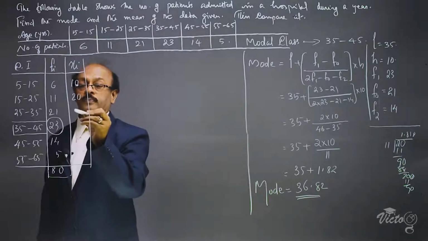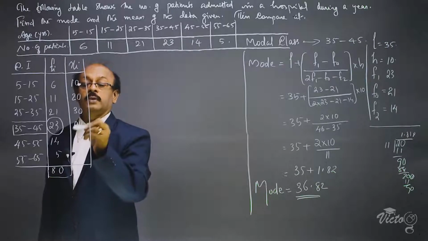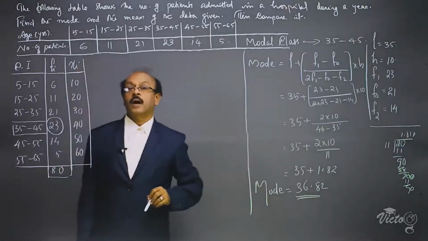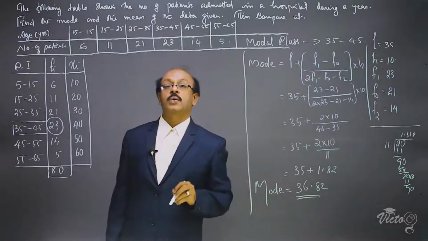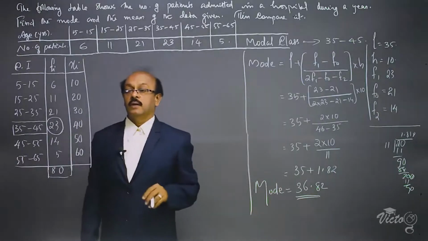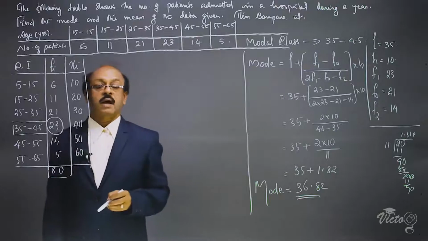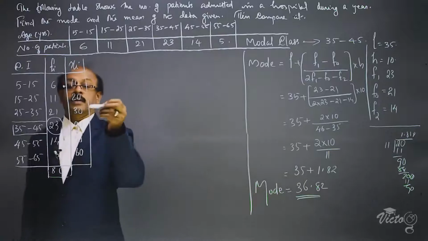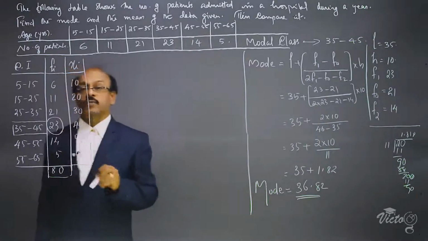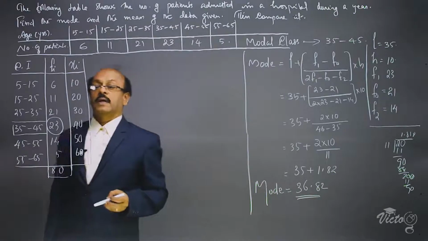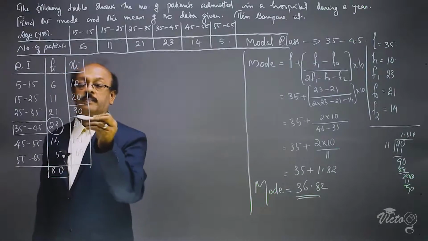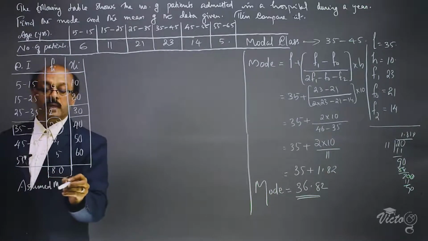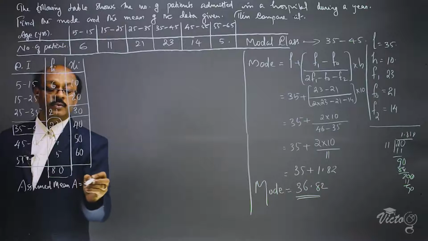10, 20, 30, 40, 50 and 60 are the xi. Now we can find one value as the assumed mean from the given xi. The middle values are 30 and 40, so we can assume either 30 or 40. Let us take 30 as the assumed mean. Assumed mean A is equal to 30.